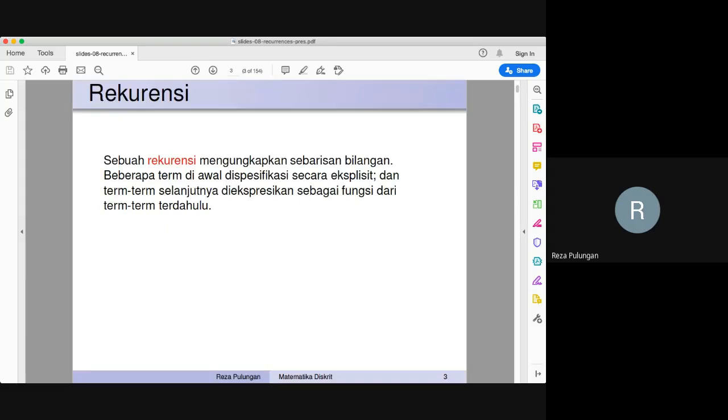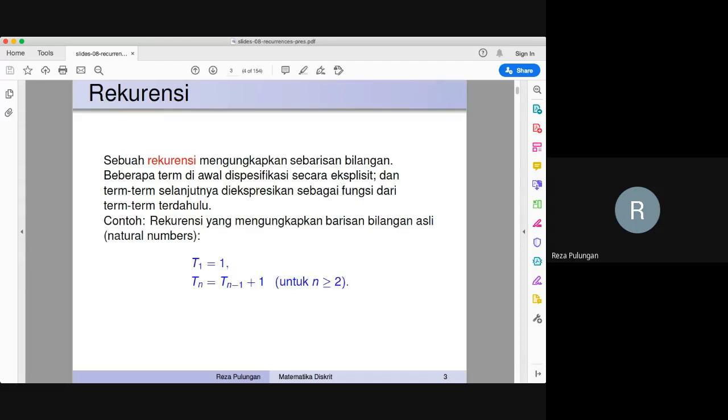Now a recurrence basically describes a sequence of numbers. Usually in the beginning, we explicitly show a few terms, and then the next terms are expressed as a function of the preceding terms, those that have already been explicitly shown, or a function of the other preceding terms. Let me show you a simple example. This is an example that describes the sequence of natural numbers.